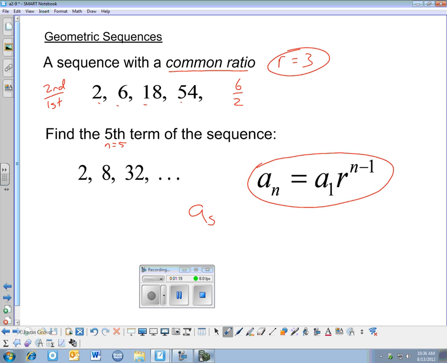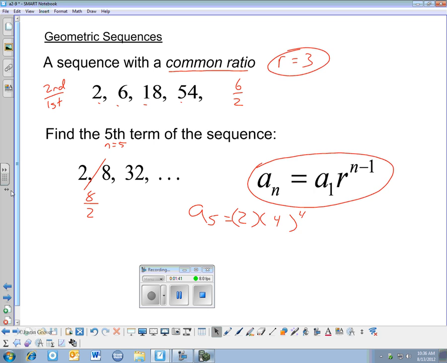So a sub 5 equals your first term, which is 2, times your ratio. And we get our ratio by doing second divided by first. 8 divided by 2 is 4. Raised to the n minus 1. Since n is 5, n minus 1 is 4. So we're looking at 4 raised to the 4th times 2.